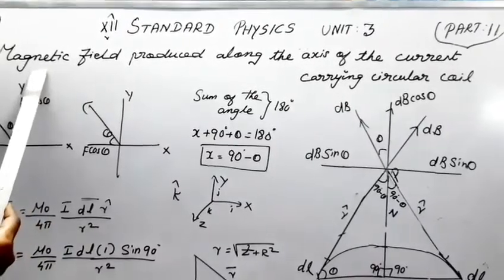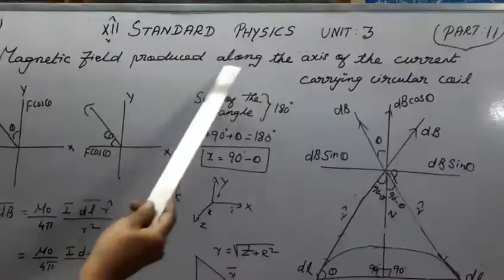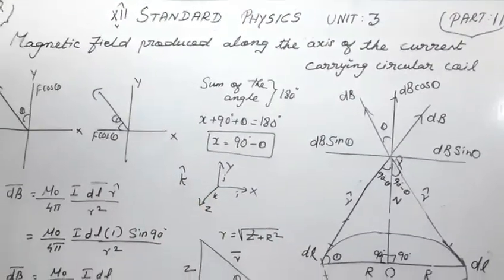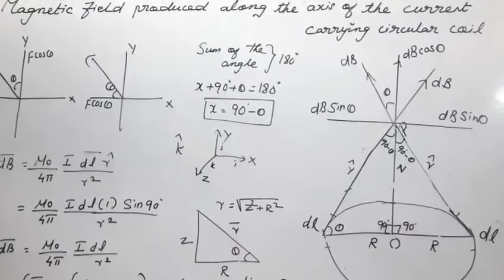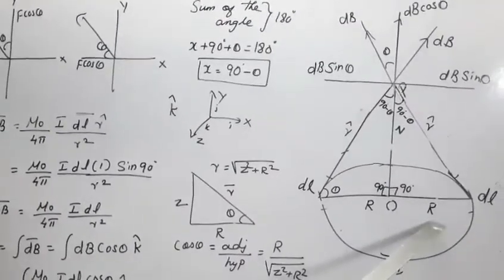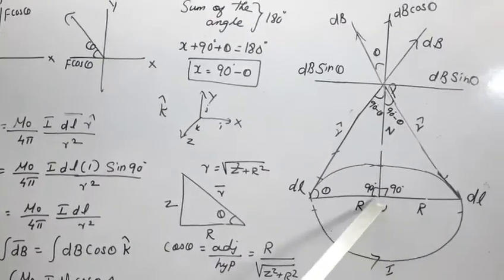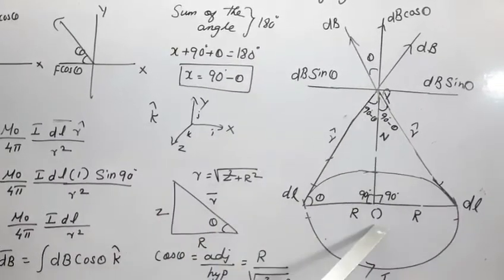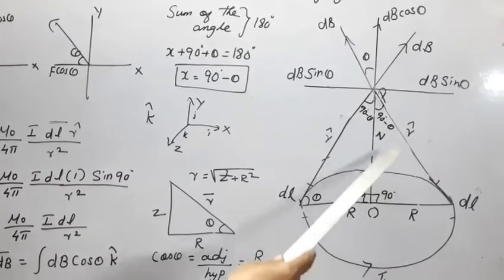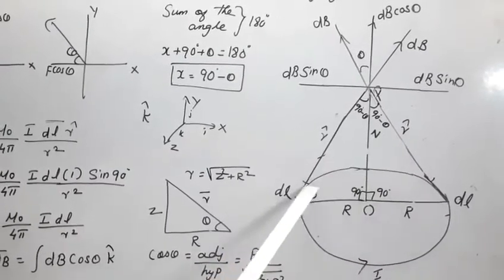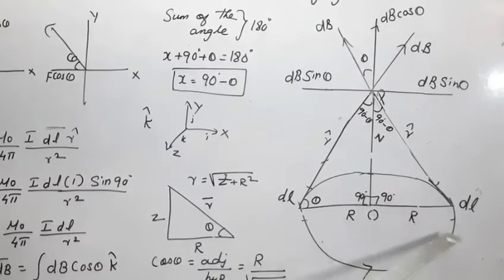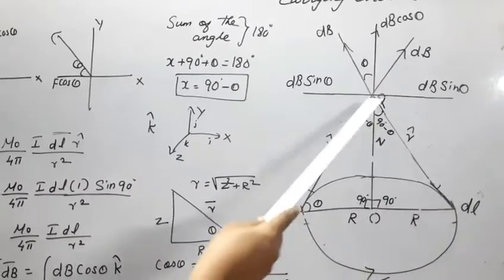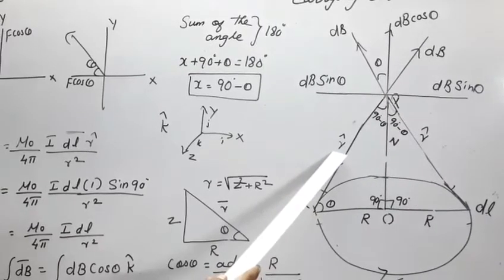Now the topic is magnetic field produced along the axis of the current carrying circular coil. Let us consider one circular coil with radius capital R, and in this circular coil the center is O. Take a point P on the axis of the conductor at a distance Z, and on both sides a small current element dl, and this dl to P we have to connect on both sides with a vector distance.